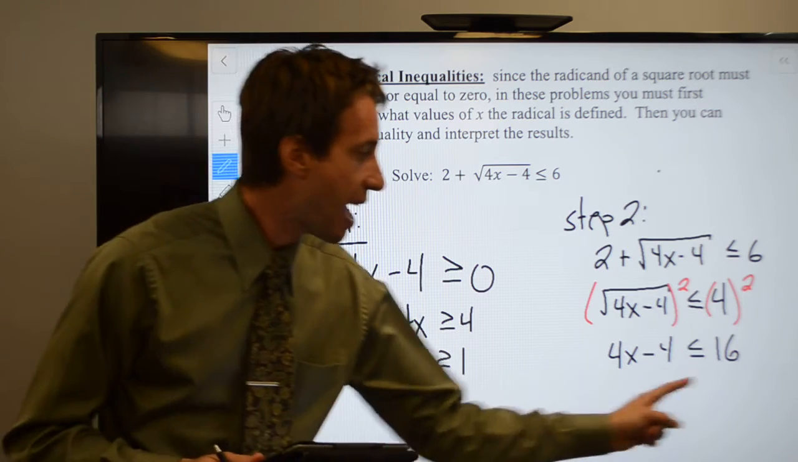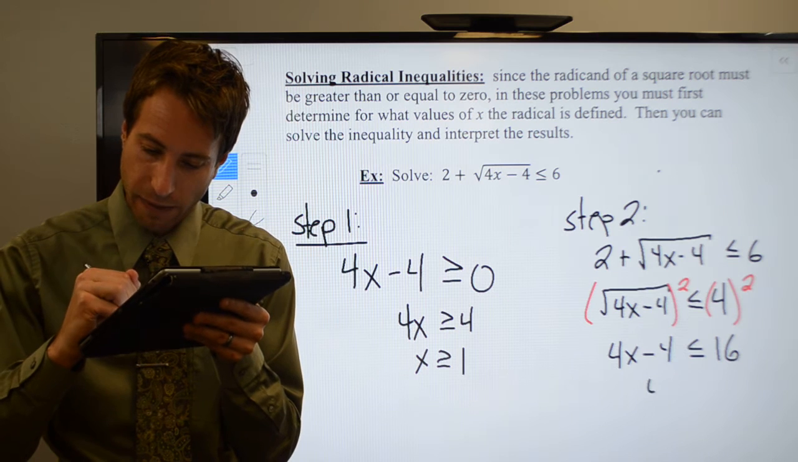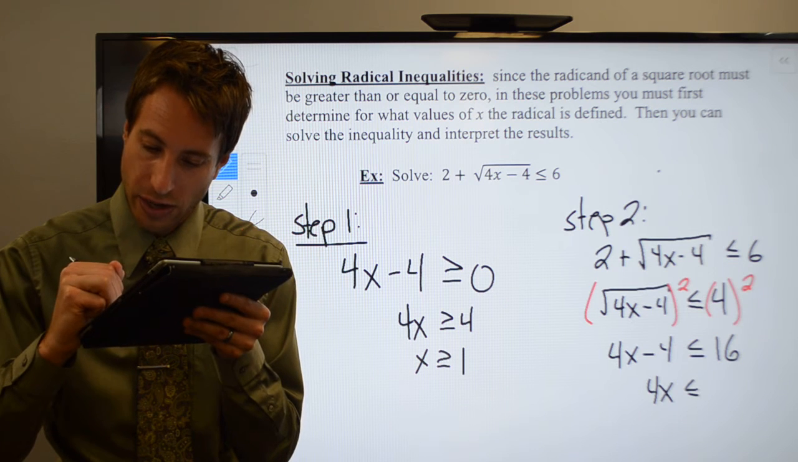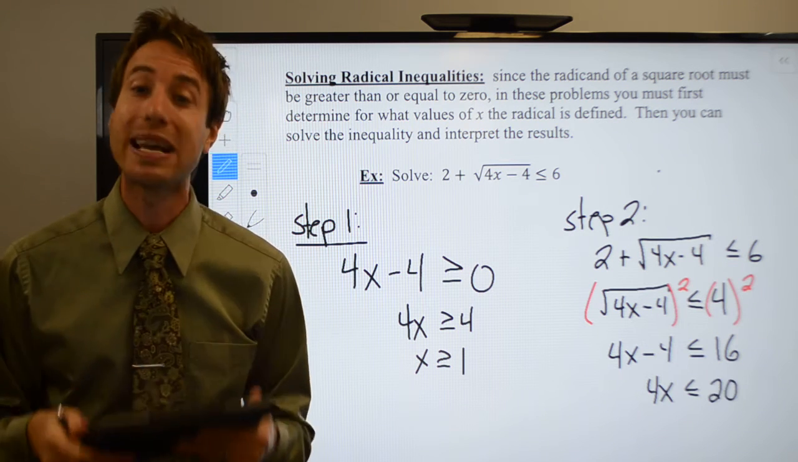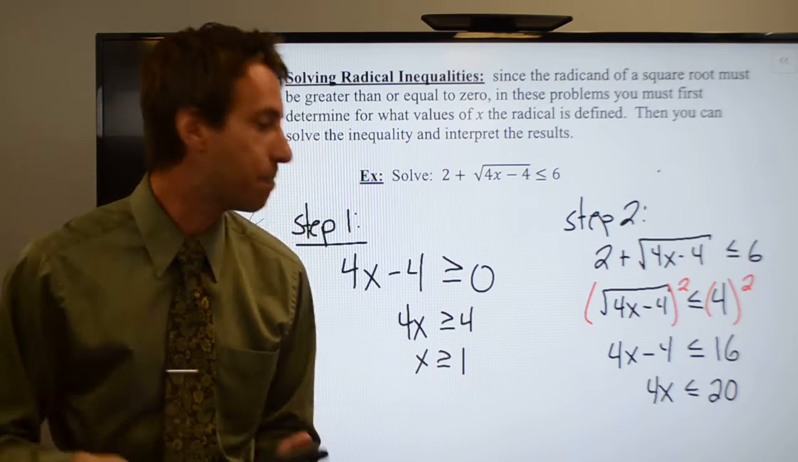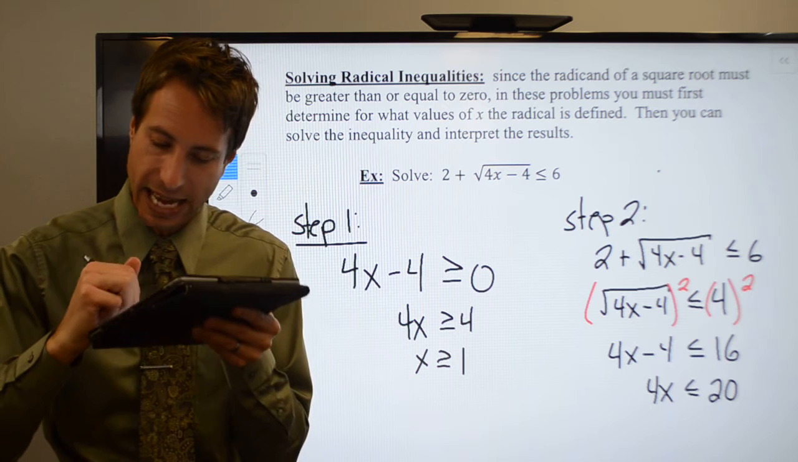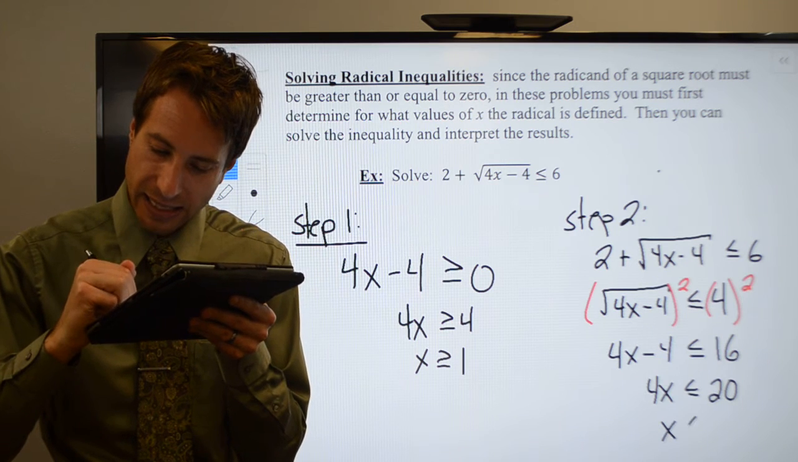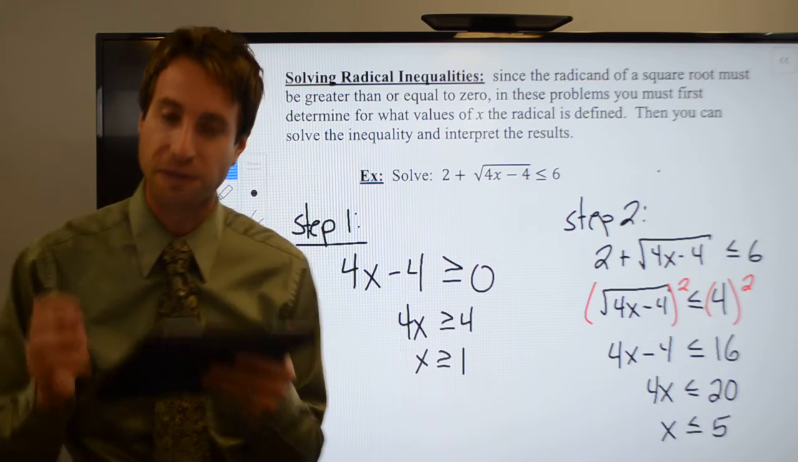Keep going. Add 4 to the other side. 4x is less than or equal to 20, because 16 plus 4 would be 20. Divide both sides by 4 to get the x by itself, and x is less than or equal to 5.